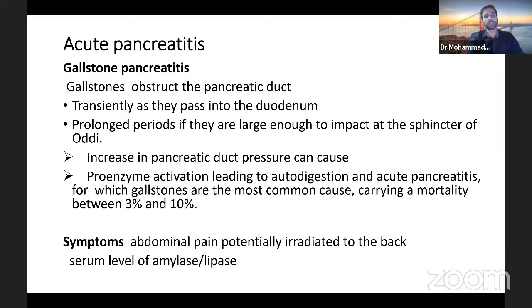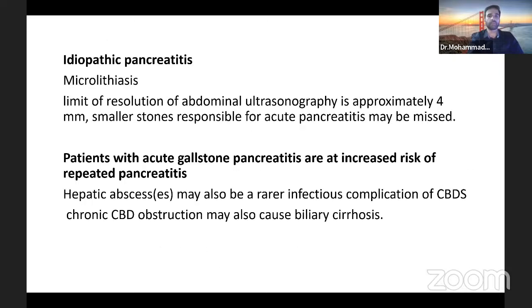Some of the patients can present with acute gallstone pancreatitis. The gallstone transiently obstructs the pancreatic duct. This can lead to raised pancreatic ductal pressure and enzyme activation, which can lead to pancreatitis. The symptoms are severe abdominal pain radiating to the back, with a concomitant rise in the serum amylase and lipase levels.